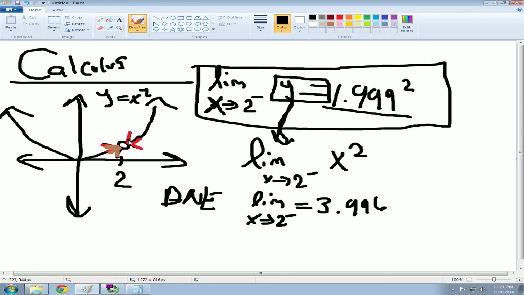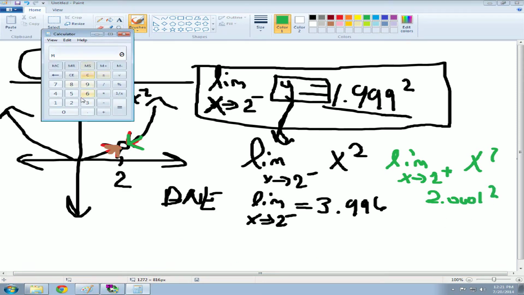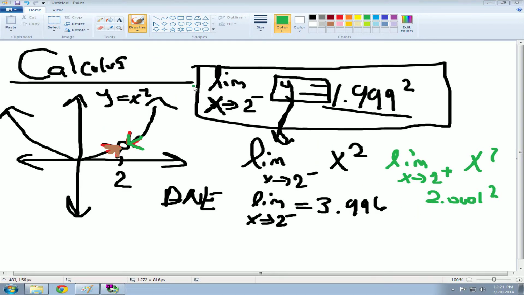Well, how about this side? What would that be? If we do this side, we're going to do the limit as x approaches 2 from the right side, of x squared. We're going to say, okay, this is going to be 2.0001 squared. 2.001 times 2.001 is about 4.004.